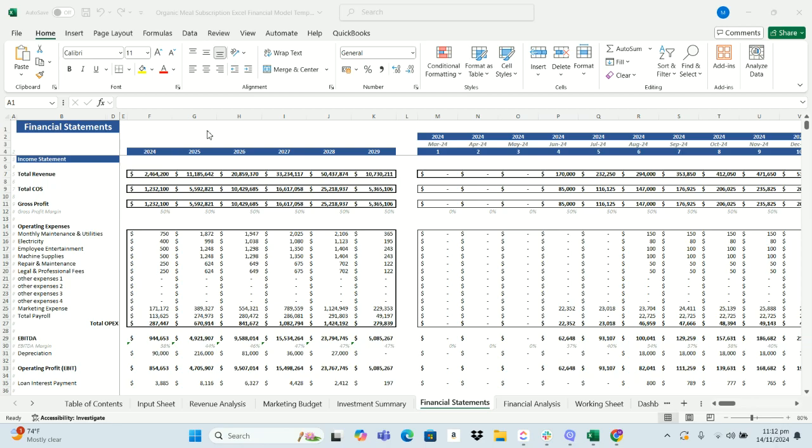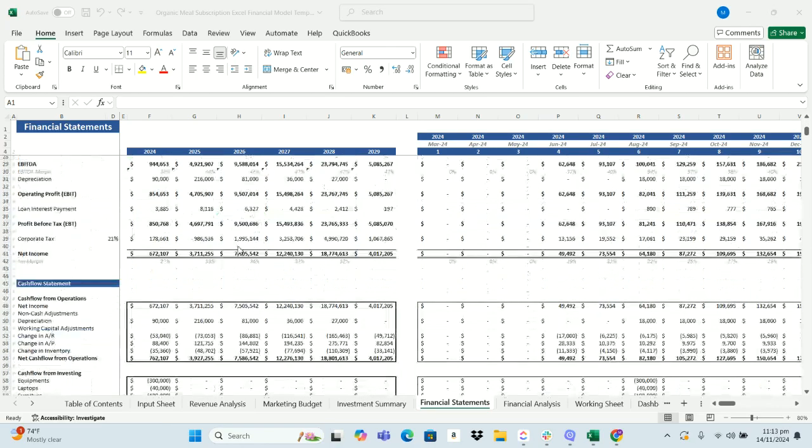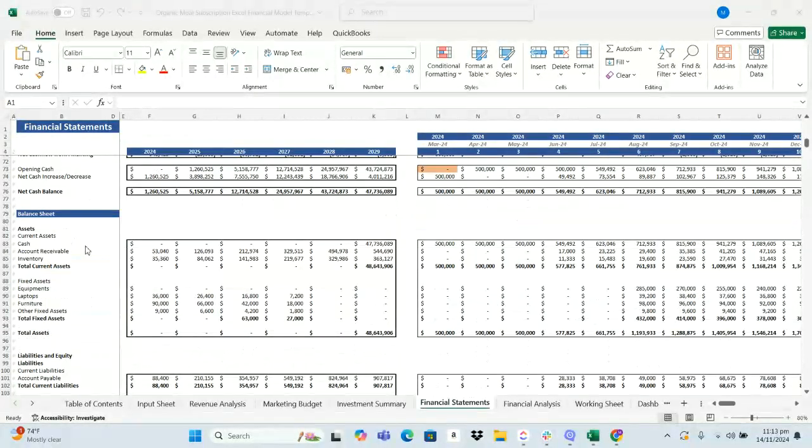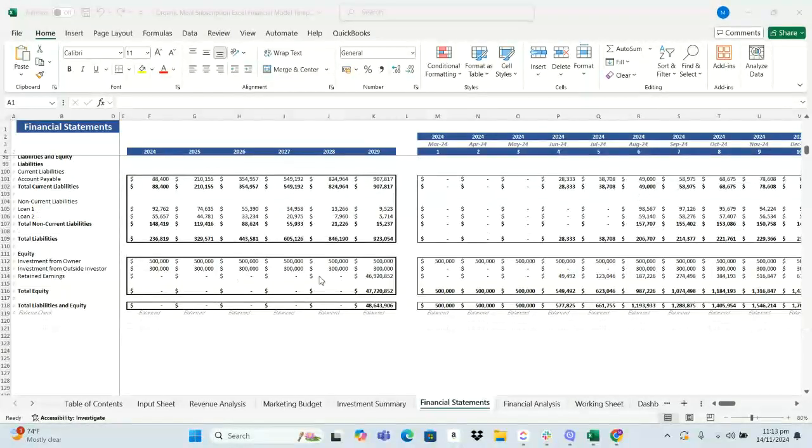Then next up, we have our financial statements of the business, which includes three statements. Number one is statement of profit and loss. Then we have statement of cash flow. Then we have statement of financial position.